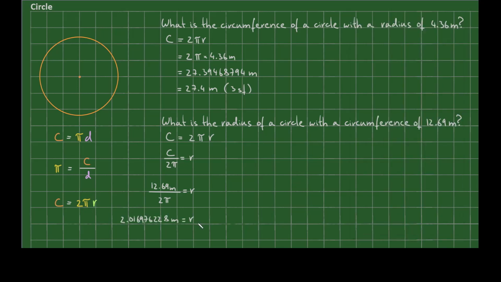Considering that the given circumference had 4 significant figures, I'm going to round the radius to 4 significant figures. This means that the length of the radius is 2.017 meters when rounded to 4 significant figures. Before I bring this fantastic video to a close, I would like to talk about the area of a circle.